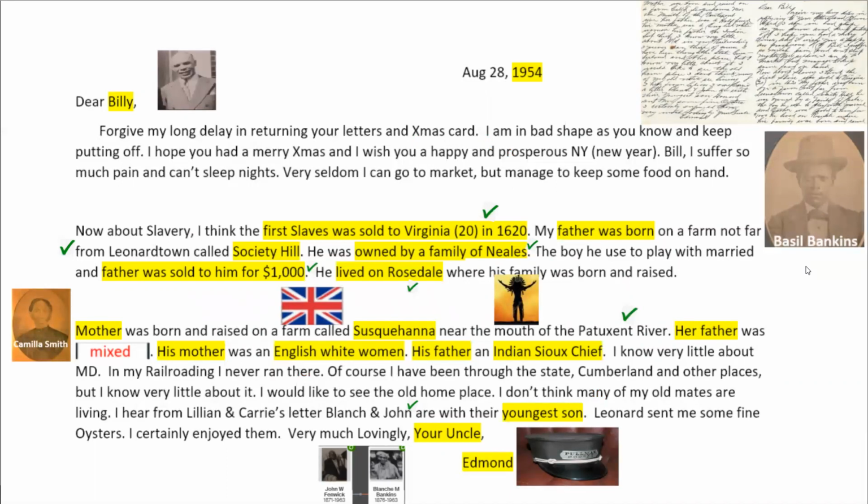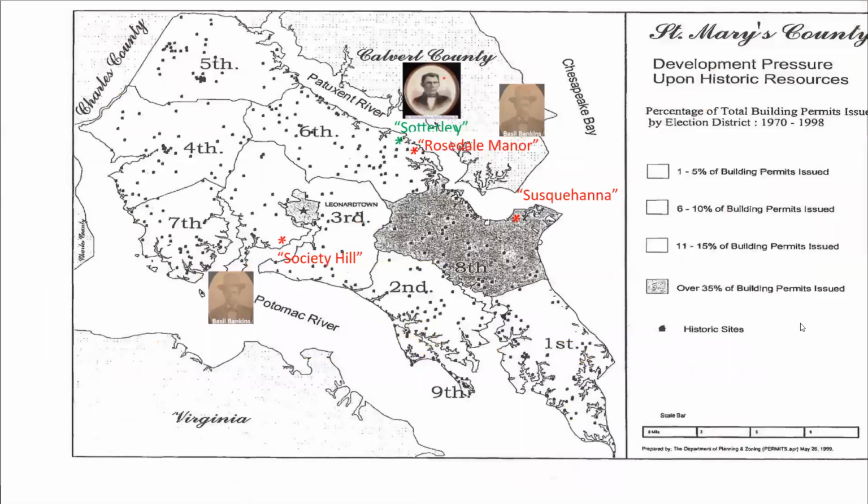So now we move from Edmund's father, Basil Baggins, to Edmund's mother, Camilla Smith. He talks about Camilla Smith being from a place called Susquehanna, near the mouth of the Patuxent River. If we go down the Patuxent River from Sotterley, down past Rosedale Manor, out of the 6th district into the 8th district, and just before the Patuxent River empties into the Chesapeake Bay, right there on the point is where Susquehanna Plantation was located. Edmund's description of where it would be was right on point, and all the geography backs that up.